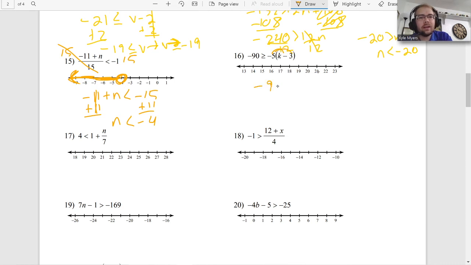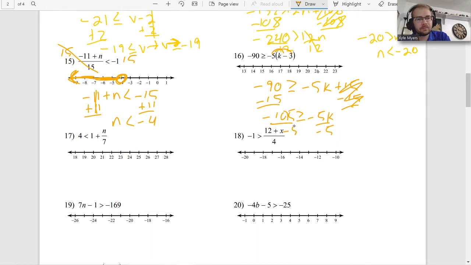So negative 90 greater than or equal to negative 5k plus 15, and minus 15 on both sides. So then I'm going to go like this, negative 5k greater than or equal to, mark there, and then that's going to be a negative 105. Now I want to divide both sides by negative 5. Okay.